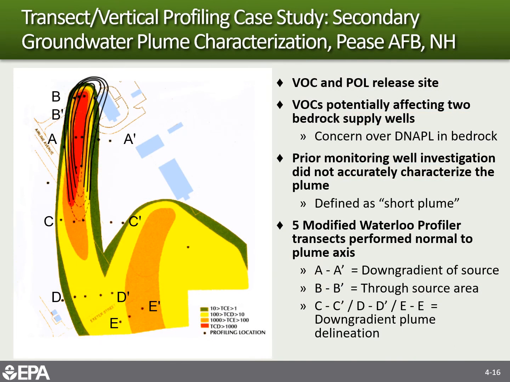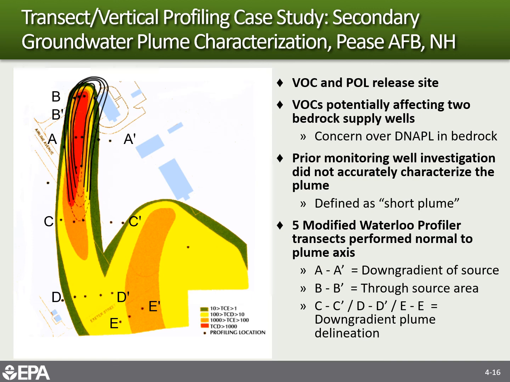So here's a very quick and simple case study of an early HRSC site that we looked at. This is using transects and vertical profiling at the Pease Air Force Base in New Hampshire to look at a volatile organic chlorinated solvent plume, also co-located with petroleum oil lubricants. These VOCs were essentially affecting two down gradient bedrock supply wells, one for the city of Portsmouth, New Hampshire, the other for Red Hook Brewery. So now we are worried about the water supply of a town and also the water supply of a brewery.